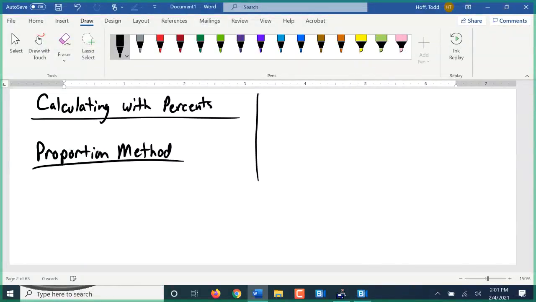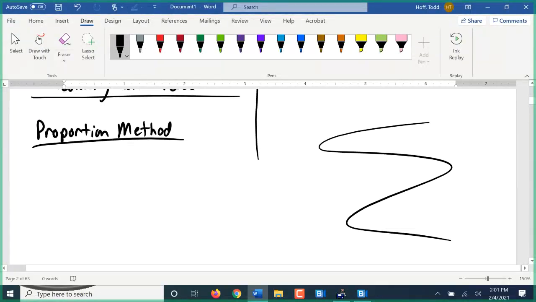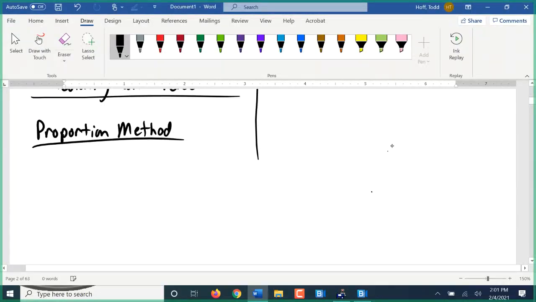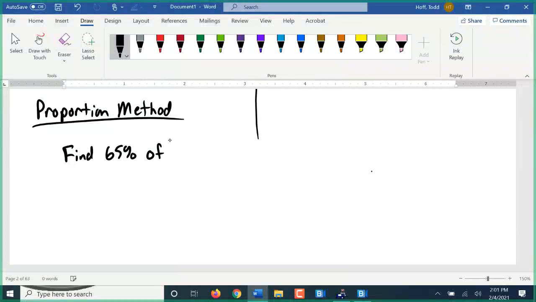Proportion method of calculating with percents is based off of that proportion we used for converting fractions into percents yesterday. Notice I'm leaving the right-hand side of my screen blank. I'm going to come back and redo these same problems with a different method in just a little bit. So we might be asked to find 65%.